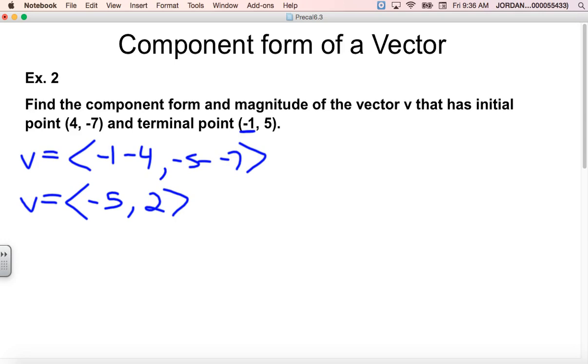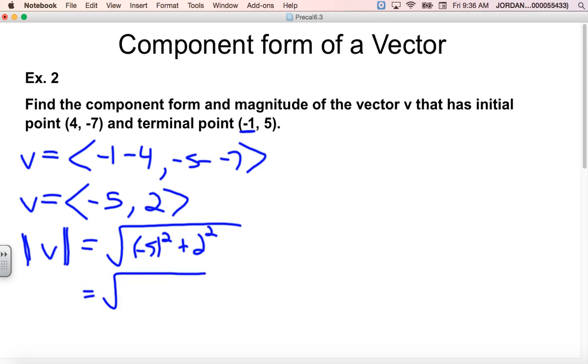So another thing you can do at this point is find the magnitude. So if it says we want to find the magnitude of V, once you have the component form, you just do square root, but now you don't have to subtract the x's and the y's, you've already done that. So you can just square and add the two parts of your component form. So the magnitude of this is going to be 25 plus 4, which is 29. Okay, so that's the magnitude of vector V for this problem right here.